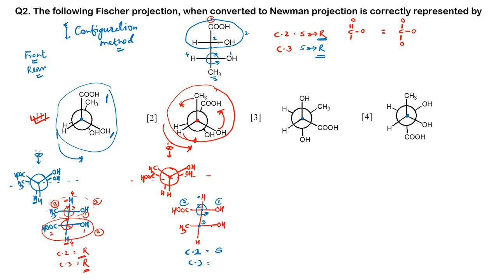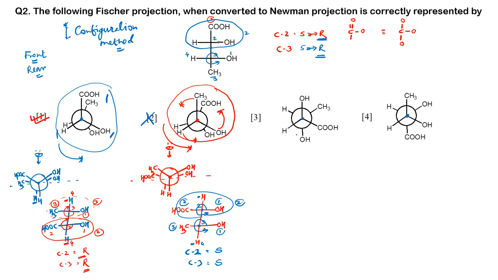What about C3? Here you are observing OH will be the first priority, C2 that means this group will be given the second priority, CH3 will be the third one, hydrogen will be the fourth. So in this case first, second and third. So here we are observing this is moving in an anti-clockwise direction, hydrogen is already away from observer, so this is S. Both the centers are with the S configuration, they are exactly opposite to the given compound, so this is not our option.